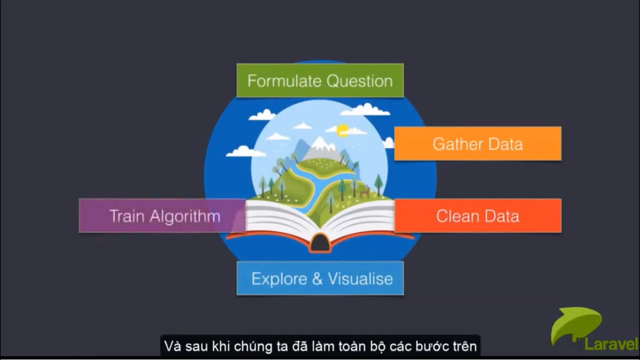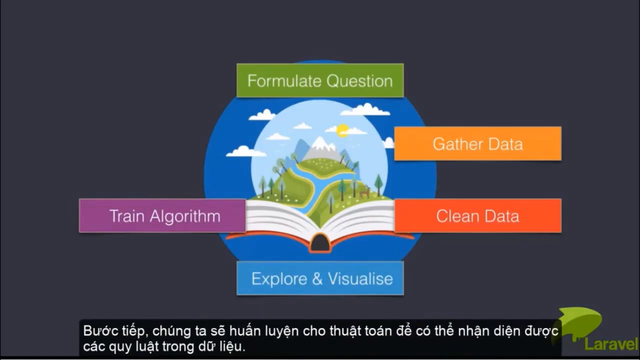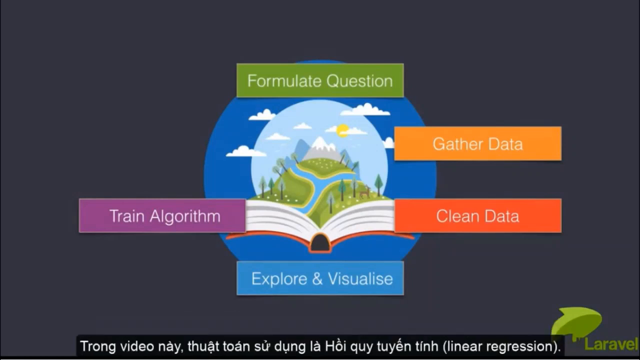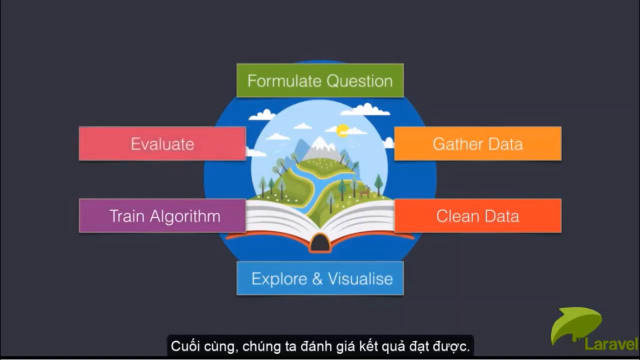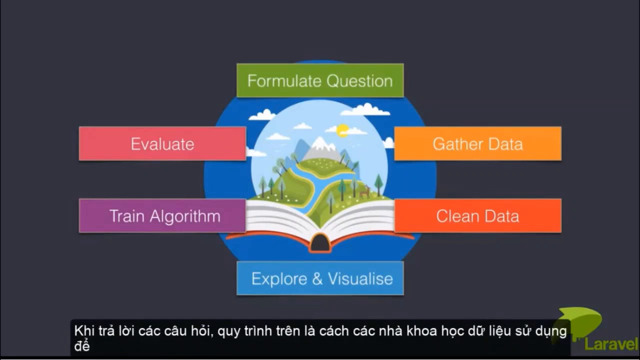And after we've done all that, the next step is actually training our algorithm, using our computer to identify patterns in the data. In our case, that algorithm will be our linear regression. And finally, we have to evaluate the results. How did our algorithm do? Did it answer our question? How accurate was our algorithm in answering our question?